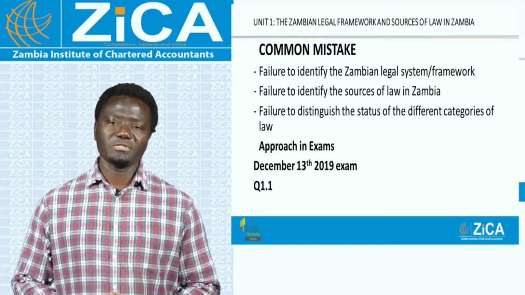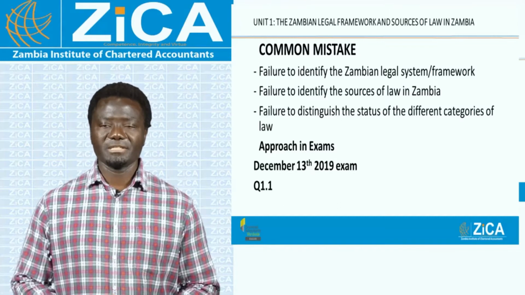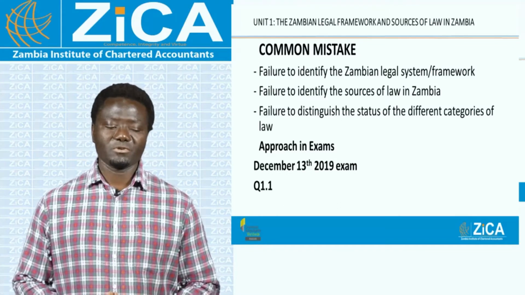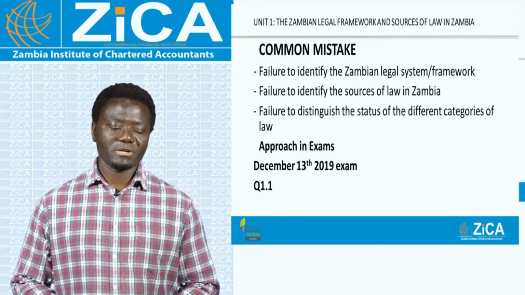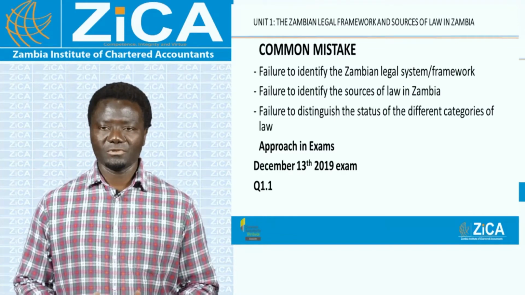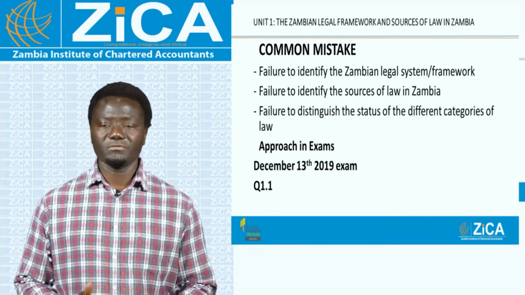A is courts and judges. B is the president and ministers. C is courts and parliament. And D is customs and international law. Now the question is, what are the 2 general sources of law?